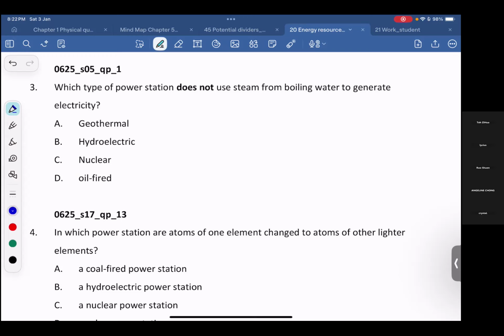Okay, does not use the steam to turn turbine, turn generator. Geothermal is using the heat. We heat up the water, water turns the turbine, turbine turns the generator. Nuclear is also the same. Okay, splitting. After that, the energy is used to heat the water to become steam. Steam turns turbine, turns generator. Burning the oil is also the same. At the end, we heat the water, become steam, steam turns turbine, turns generator. There's only one that does not produce steam, which is hydroelectric. We just let the water fall down only. Okay, so the answer should be B, dear.